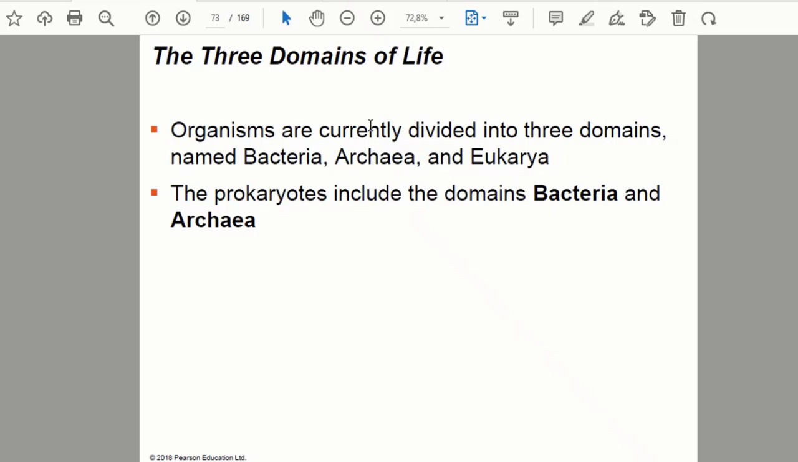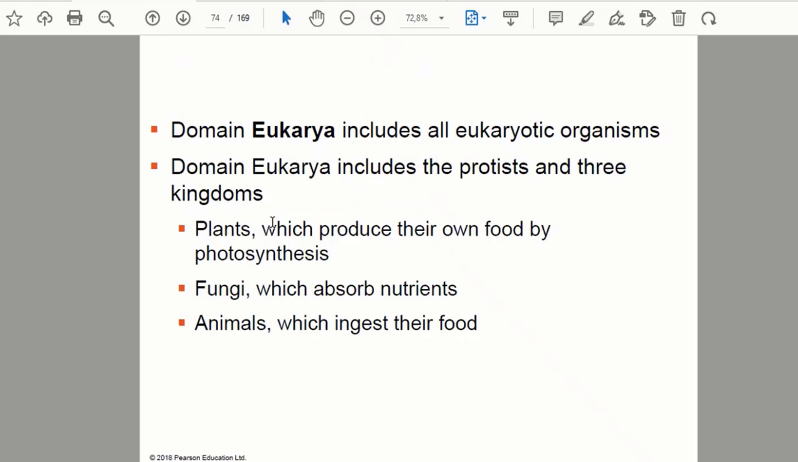And once again, when you are reading or studying this, this is very important. I saw a lot of questions which are derived from this and from differentiation. So you may need to pay more attention to the wording and to the description of terms, because there are a lot of questions in your exercises, your assignment and your past exams. The domain Eukarya includes all eukaryotic organisms.